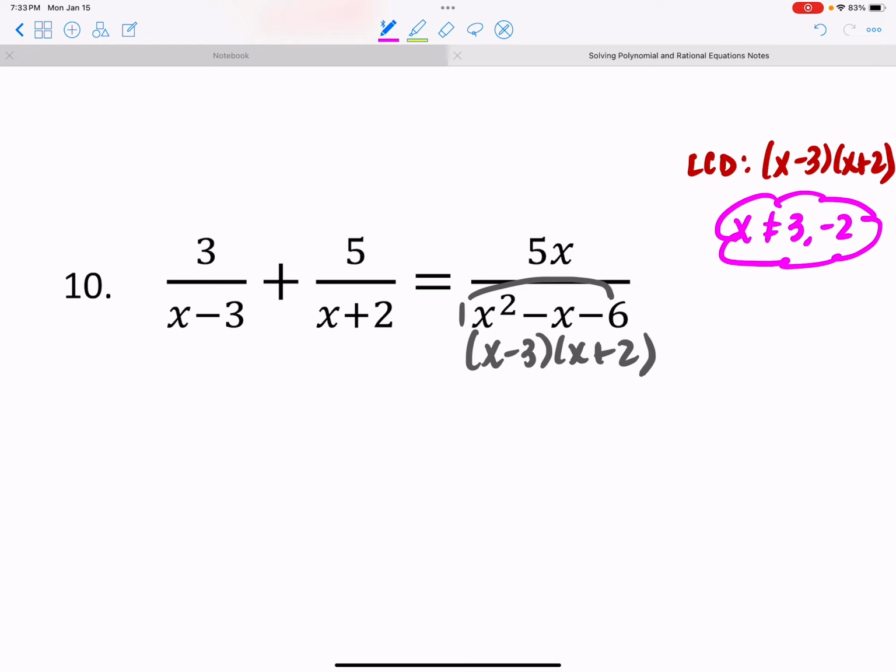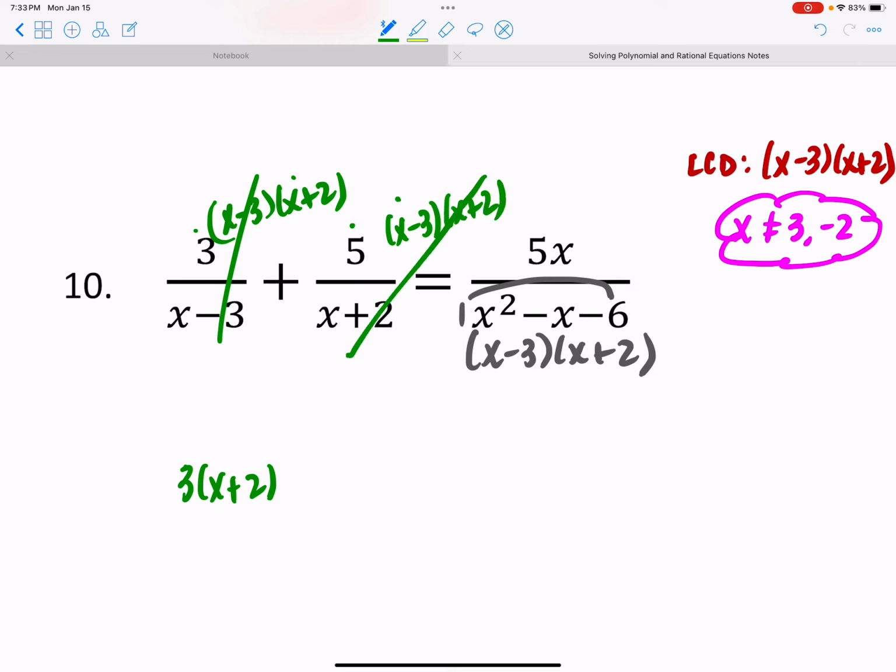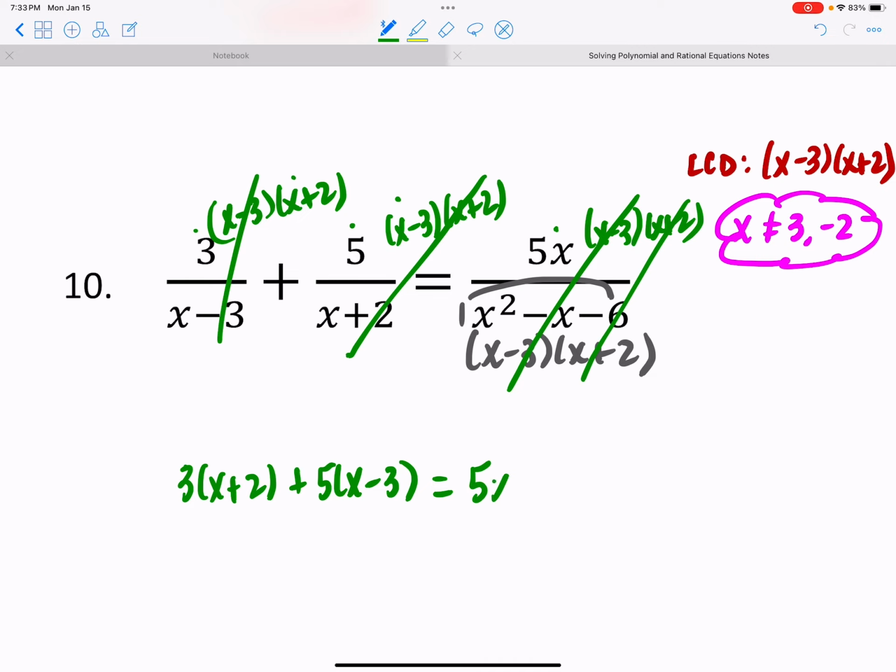So when I multiply here by x minus 3 and x plus 2, remember that's over 1, so that's going to go away. I'm going to be left with the 3 and the x plus 2. When I multiply here by x minus 3 and x plus 2, then the x plus 2's are going to go away, and I'm left with the 5 to be multiplied by the x minus 3. And then when I multiply here by x minus 3 and x plus 2, both binomials cancel, and I'm left with just the 5x. And there we have it, a nice linear equation that we're left to solve.